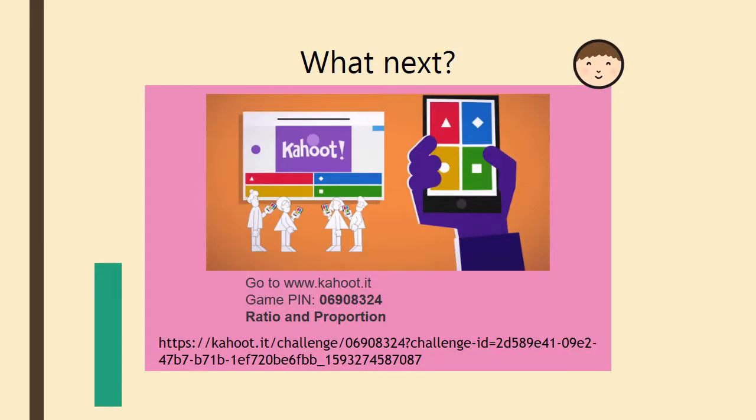Once you've done all of that, you can go to www.kahoot.it. I have created a quiz for you, which I think is 10 questions long, and I made it a timed Kahoot this time, so you'll have to move quickly. The game pin is shown on screen, 0690834, and the game is entitled Ratio and Proportion. You can also just type in the link shown at the bottom of the screen and that will take you straight there, but it is quite a complicated link, so it's easier to just type in www.kahoot.it and the pin.